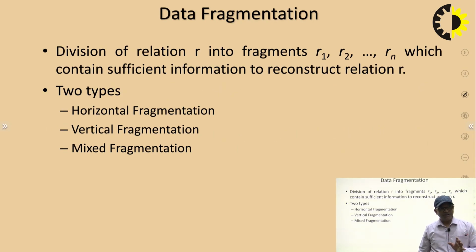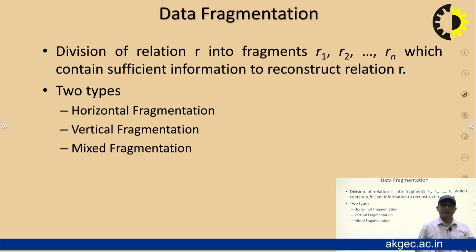Data fragmentation can be understood as horizontal, vertical and mixed also. Division of the relation R into fragments R1, R2 and Rn must contain sufficient information to reconstruct the relation. What does it mean? In normalization also, you are dividing the large database based on normal forms 1, 2, 3, breaking the database into small chunks, because you have to remove redundancy and anomalies: insertion anomaly, deletion anomaly, update anomaly. These anomalies are related to a database, but we are talking about distribution. So we can break the database on the basis of horizontal, vertical or mixed.